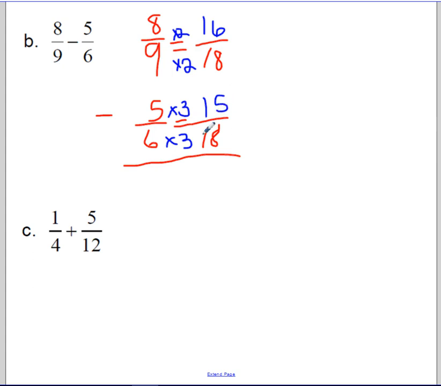So now that we've done that, we can subtract. And so our common denominator again is 18. And when we subtract 16 minus 15, we get 1. So 1/18 is the answer to our problem.